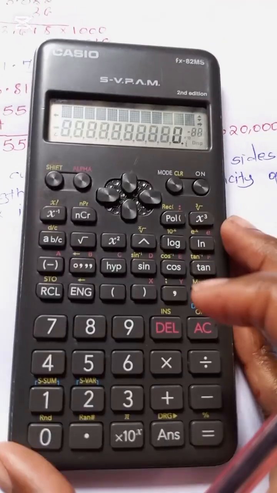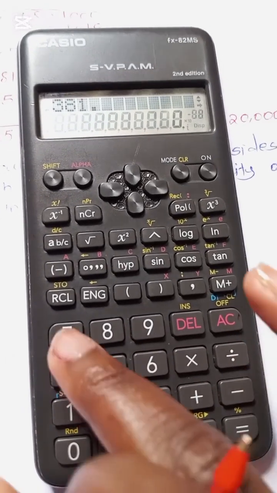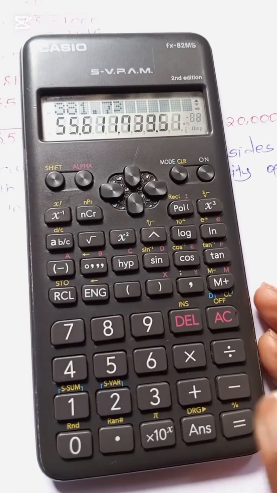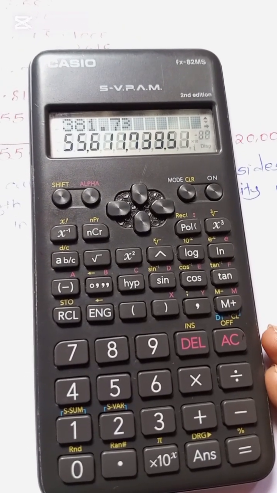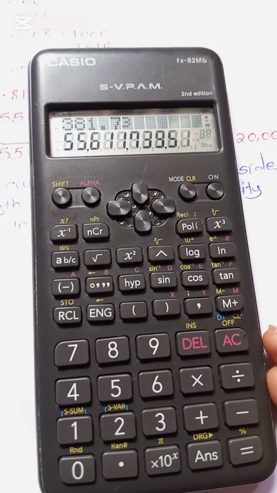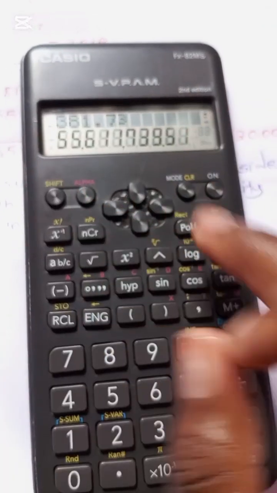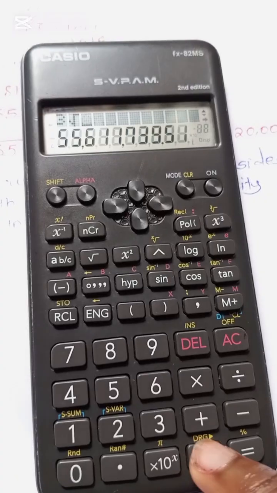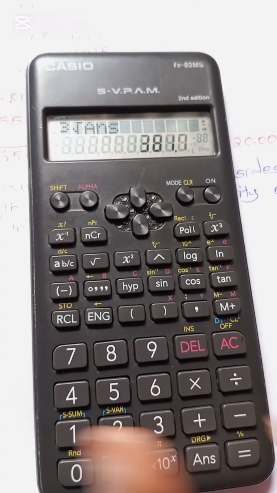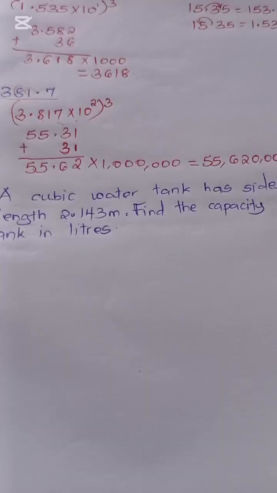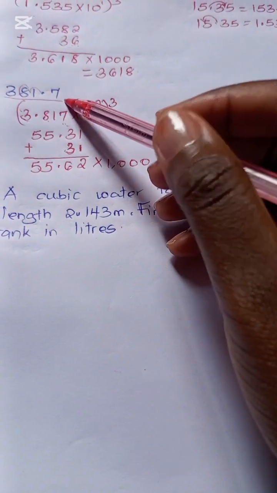Let us confirm on our calculator. If you take 381.7 cubed, you're going to get 55,611,739.51. If you work out the cube root of that answer, you're going to get 381.7, which is similar to what we have in our question.